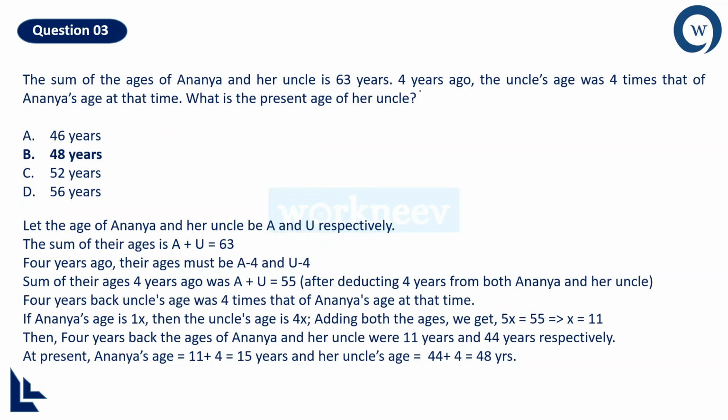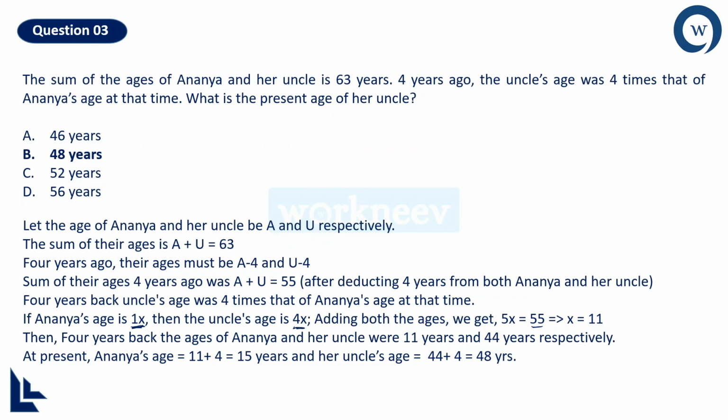Now, in the second part of the question, it is given 4 years ago, the uncle's age was 4 times that of Ananya's age. So, if I assume Ananya's age as 1x, then the uncle's age will become 4 times of x. Now, from this, I can find out the sum of their ages, right? Which is 5x, and we know that 4 years ago, sum of their ages was 55. If 5x is equal to 55, what is the value of x? It is 11. Now from this I can find out Ananya's age as well as the uncle's age 4 years ago. It is 11 and 44 respectively.